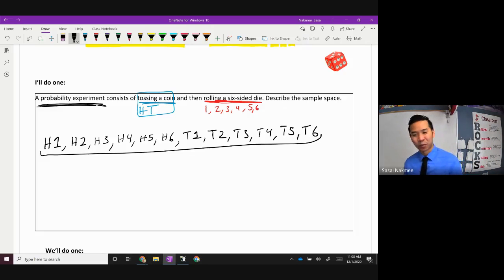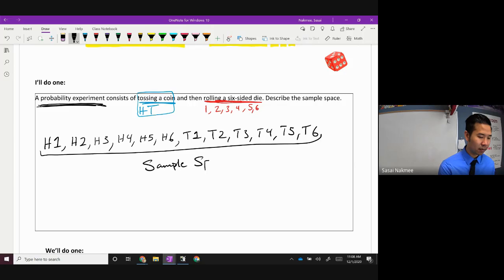Demaya's got it right there. That's perfect, Demaya. T1, T2, T3, T4, T5, T6. Right? This is your sample space. That's your sample space described.